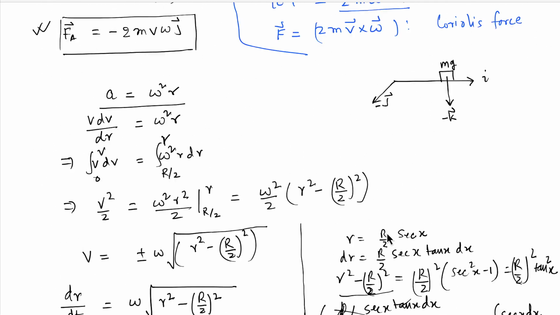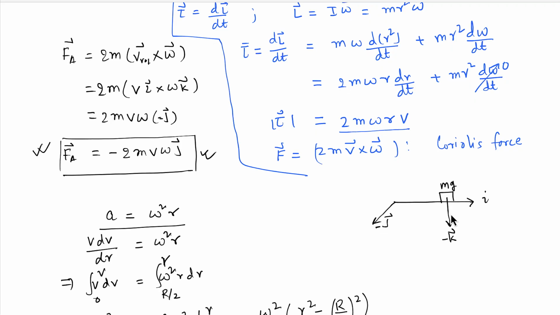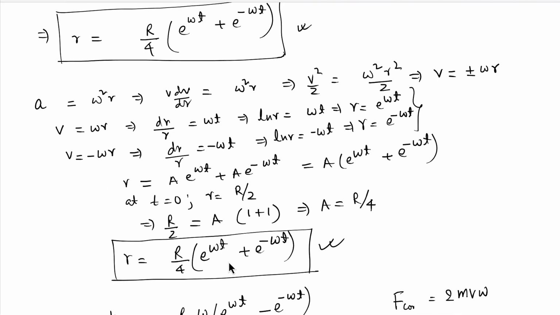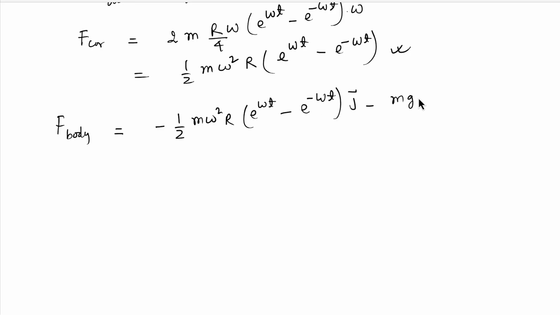What was the direction that we found? The direction was minus j. And what is the direction for weight? It is in minus k. So the total force acting on the body is minus half m omega square r (e^(omega t) minus e^(minus omega t)) j minus mg k.